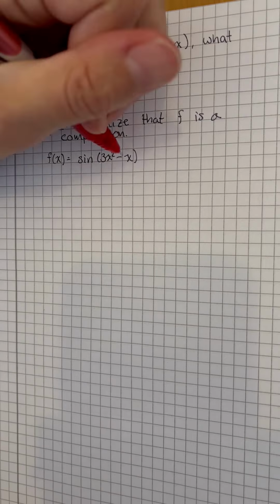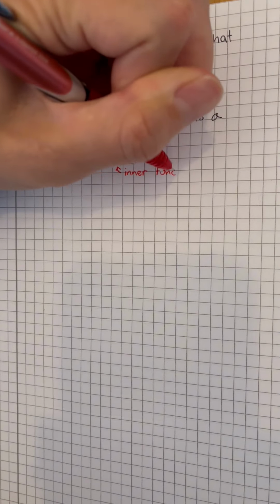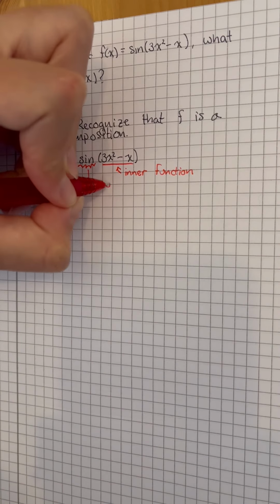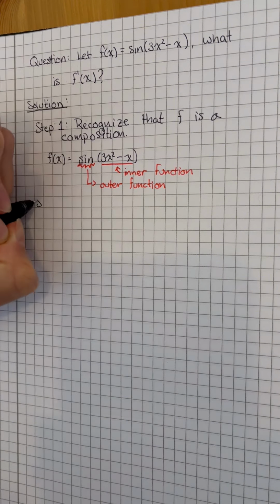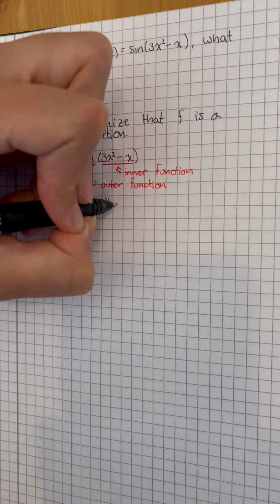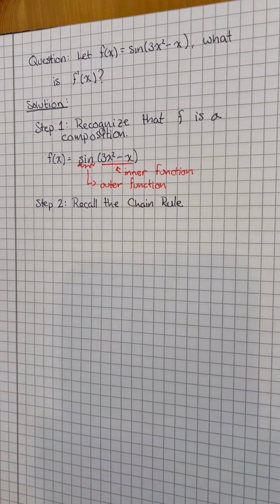So sometimes we refer to this thing as the inner function, and then sine x as the outer function. So one of them's nested inside the other. So anytime we have a function like this, we need the chain rule in order to take the derivative.